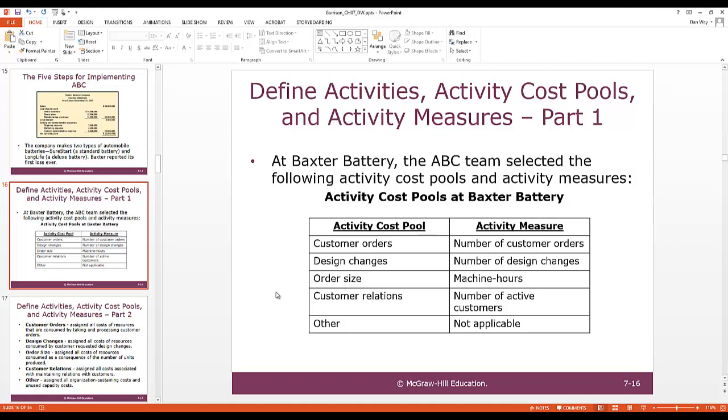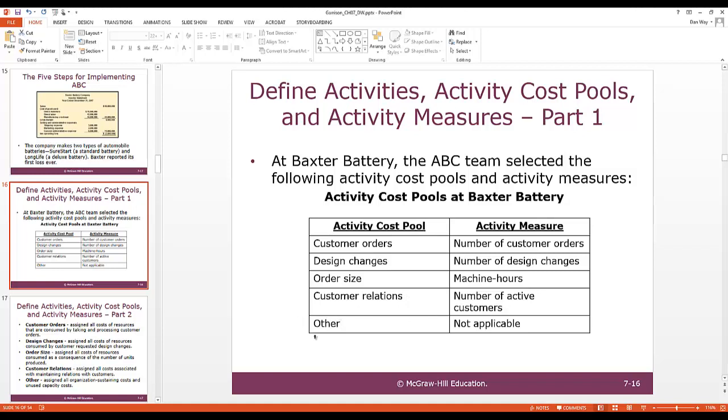So Baxter comes up with these cost pools here. Customer orders, which are driven by the number of customer orders as a measure. Design changes, which are measured by the number of design changes. Again, these are transaction drivers. Order size, which is measured by machine hours, so a duration driver. Customer relations, measured by the number of active customers.